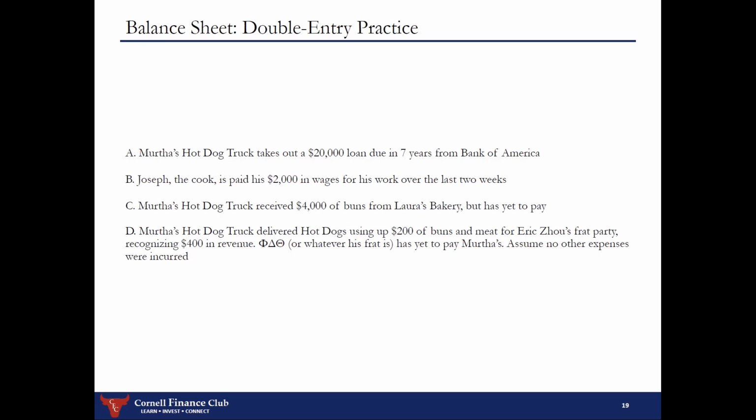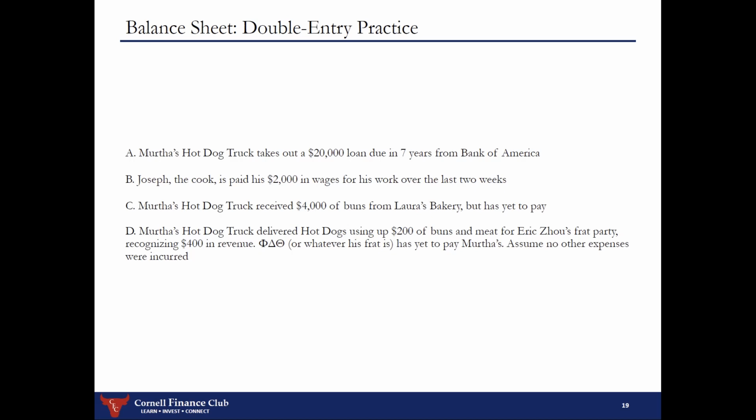Next, Martha's hot dog truck received $4,000 of buns from Laura's bakery, but has yet to pay. So here, this is a classic example of accounts payable. You got $4,000 in buns, so your inventory goes up by $4,000. But because you have to pay, this means you bought them on account. So therefore, your accounts payable account goes up by $4,000. So it's a debit to inventory of $4,000 and a credit to accounts payable of $4,000.